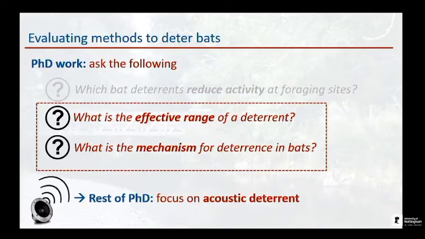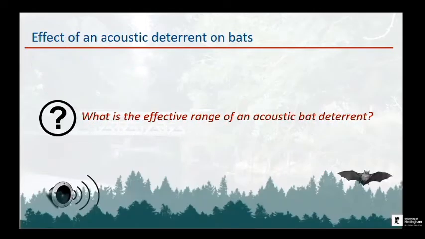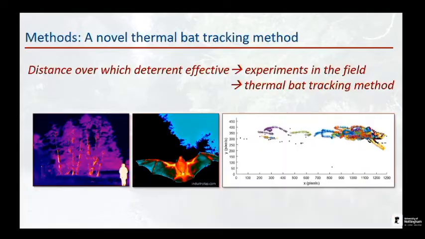So as I said, we've already looked at the radar and the acoustic in the first year of my PhD, so I decided to focus on acoustic deterrents for these next questions. So what about this effective range, so the distance over which the deterrent's working?